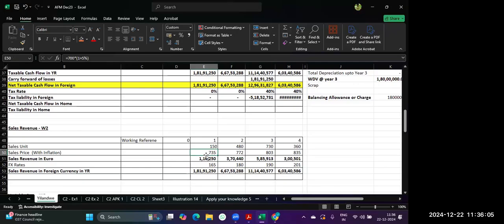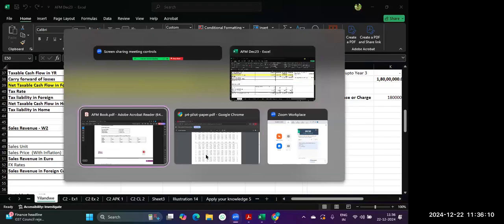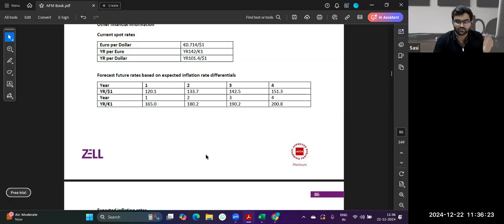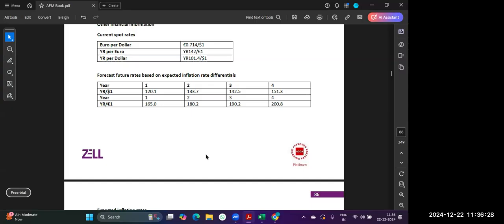Usually the currency in the denominator is considered as 1 unit. Here, 1 euro equals 165 rand. That's what he asked. But be careful. Sometimes the examiner gives it the other way around also. He might give you euro per rand too.